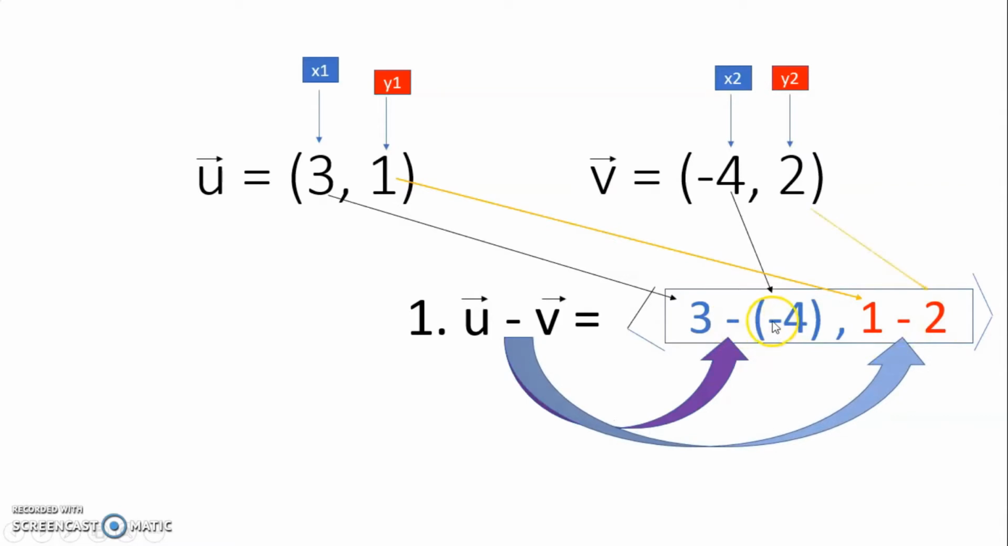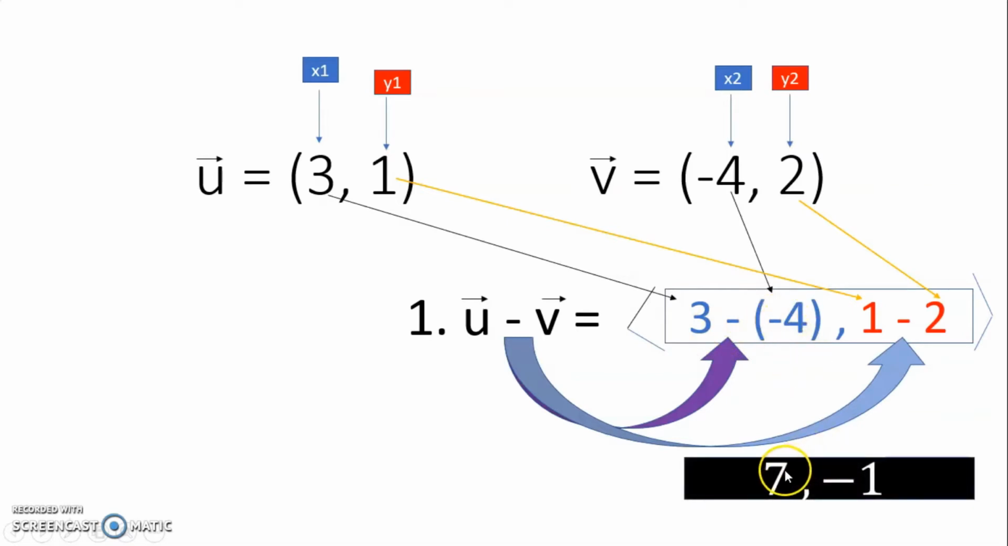So negative times negative is positive, so 3 minus -4 is the same thing as 3 plus 4, which is 7, then 1 minus 2 is -1.